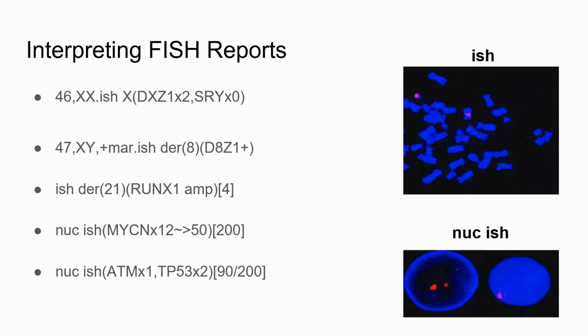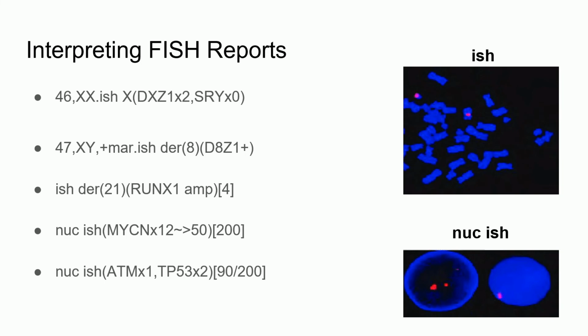Here are some examples of FISH reports. In the first example, a normal karyotype is shown, separated by a period from the FISH results. FISH was performed on metaphase cells, as designated by the ish prefix. The probes used targeted the X centromere, labeled by the D number DXZ1, and the SRY gene located on the Y chromosome. Two signals of DXZ1 probe are seen, and no signals of the SRY probe are seen, confirming a normal female karyotype.